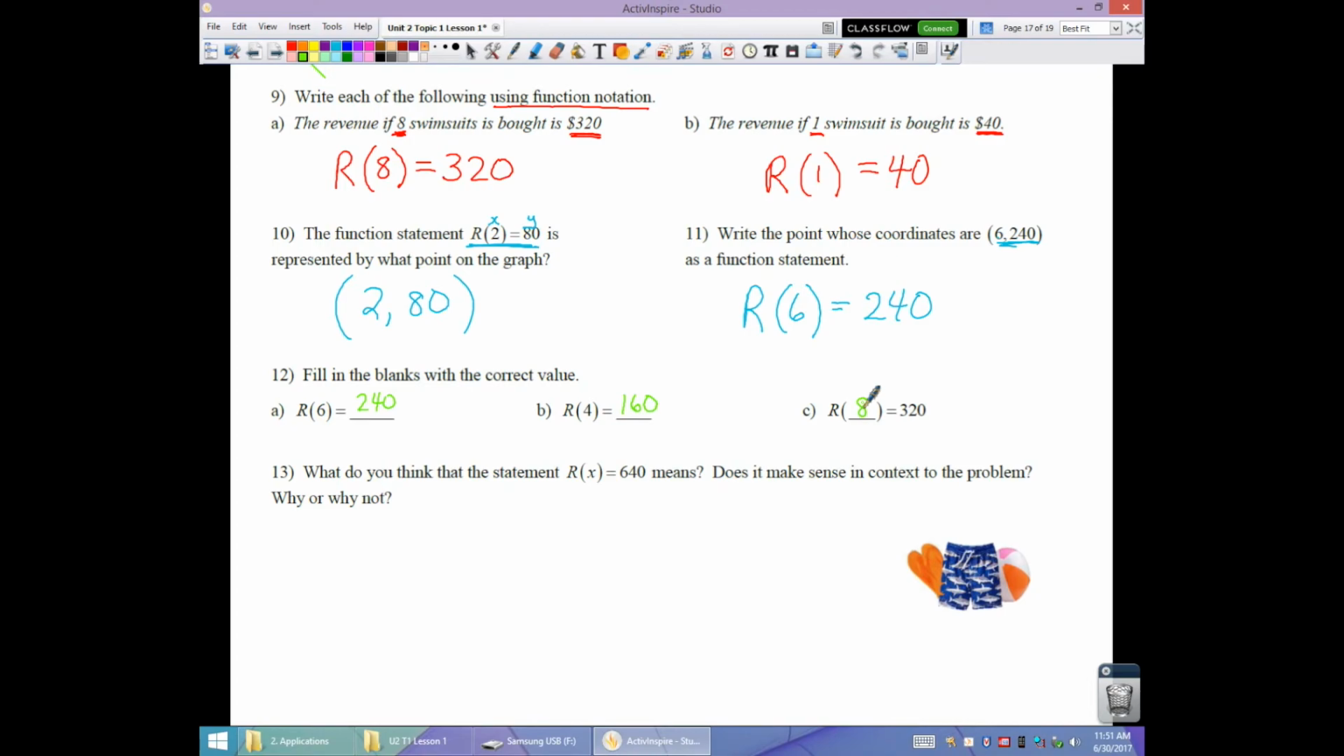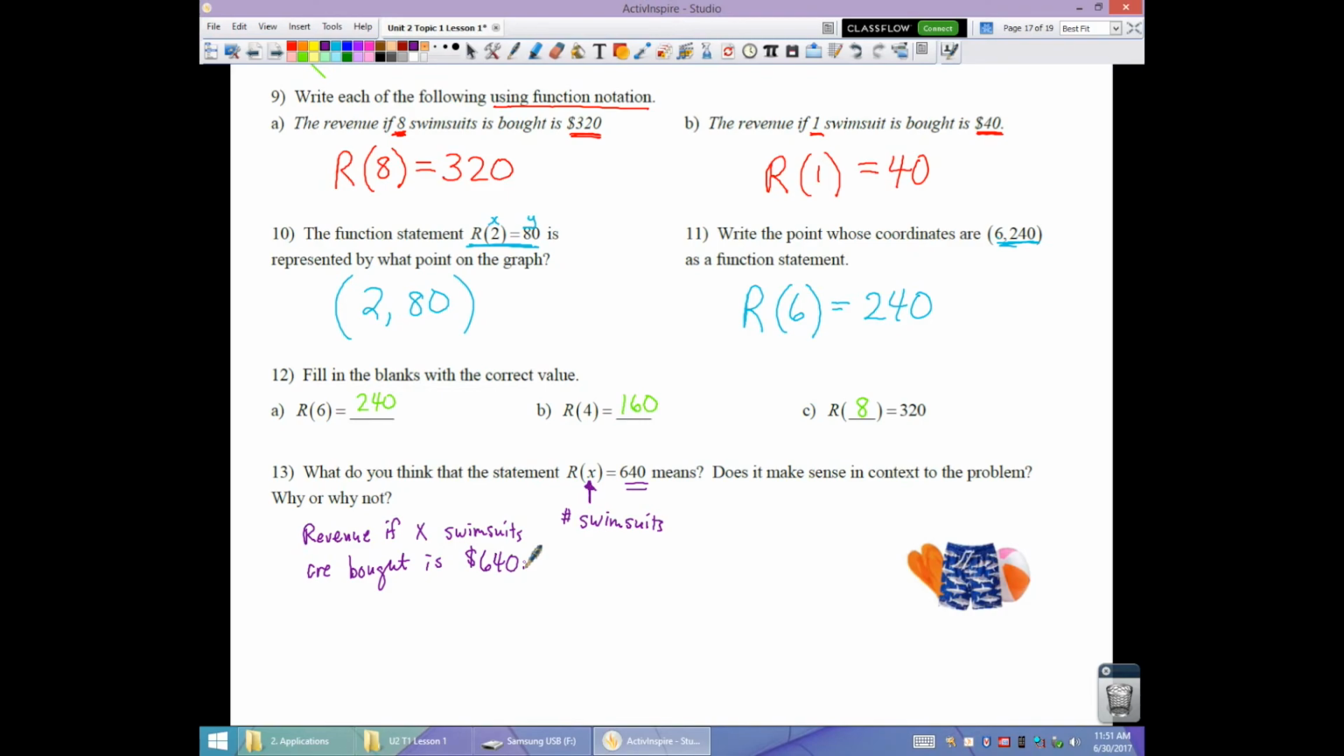What do you think that the statement R of X equals 640 means? Does it make sense in the context of the problem? Why or why not? Well, notice there's no X value in here. It's sort of leaving it up to us to say, well, what X value? What number of swimsuits would we have to sell to make $640 revenue? So the statement would mean the revenue if X swimsuits are bought is $640.